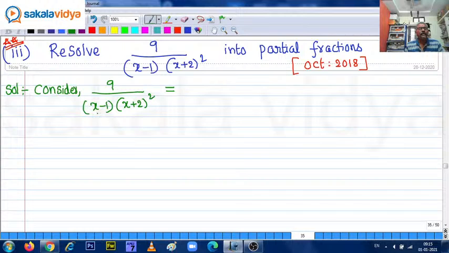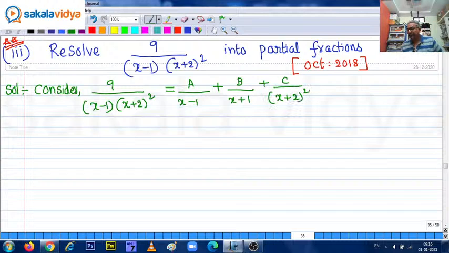For the non-repeated linear factor x minus 1, we get A upon x minus 1, plus for x plus 2 whole square we get two more partial fractions: first write B upon x plus 2, next for x plus 2 whole square, C upon x plus 2 whole square. This is the first step.